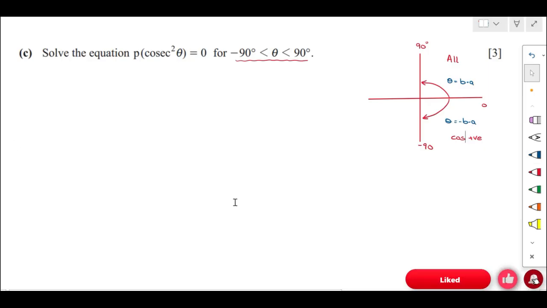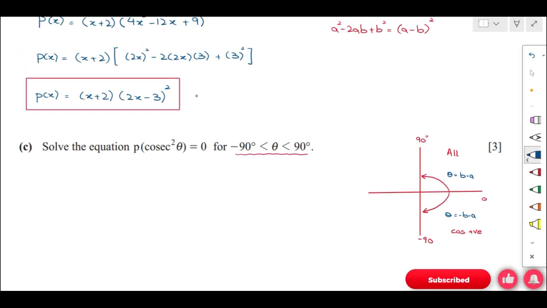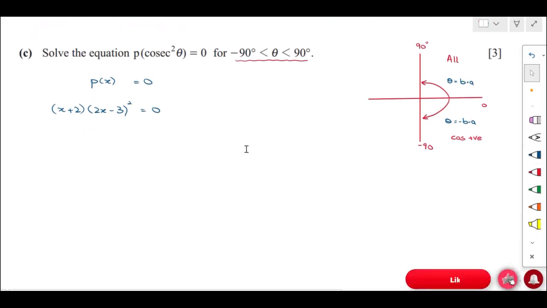Okay, now we are done with this polynomial. When you put the polynomial p of x equal to 0, it means (x plus 2) into (2x minus 3) whole square should be equal to 0. Here we can say x plus 2 is equal to 0, or (2x minus 3) whole square is equal to 0.